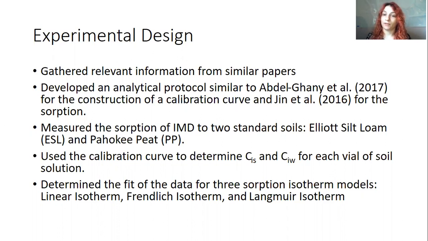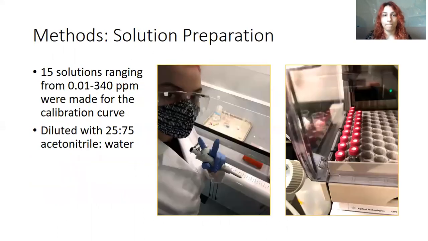And I used the calibration curve that I previously determined to calculate CIS and CIW for each vial in the soil solutions. All the solutions were run in triplicate, and we had blanks that were run to determine that the glass vials were not absorbing any of our imidacloprid. And then for our sorption experiment, we did the data analysis by determining the fit of the data to 3 different isotherms: the linear isotherm, the Freundlich isotherm, and the Langmuir isotherm.